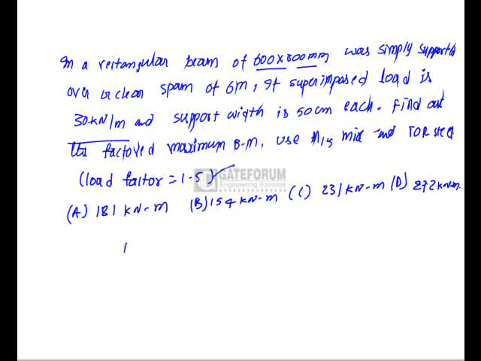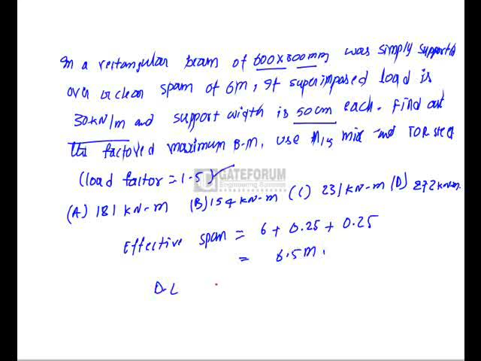So the effective span is equal to 6 plus the 50 centimeter support. So 0.25 on this side, 0.25 on this side. So it is going to be 6.5 meters. Dead load from the dimensions that were given, 0.3 into 0.6 into 24, weight of concrete we will take as 24, is 4.32 kilonewton per meter.